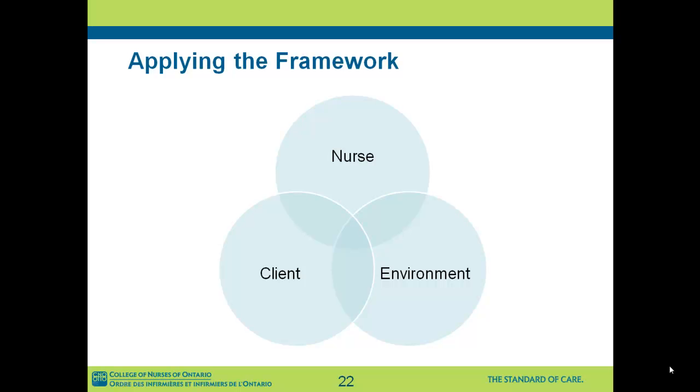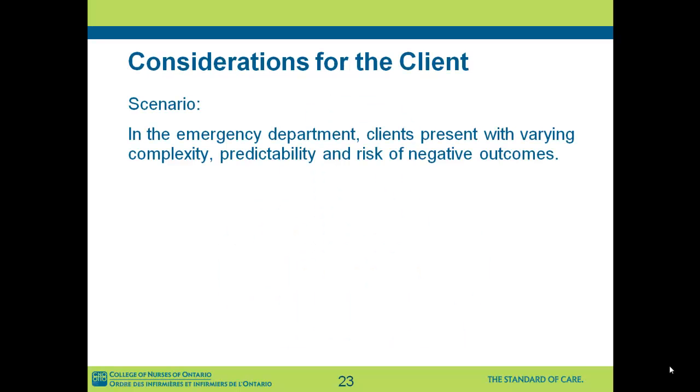Let's review how these factors of the framework are applied in practice. In the emergency department, clients present with varying complexity, predictability, and risk of negative outcomes. The clients in an emergency department may be assessed anywhere on the client continuum from less complex and more predictable to highly complex and less predictable. Therefore, the role of the triage nurse is not appropriate for RPN practice.